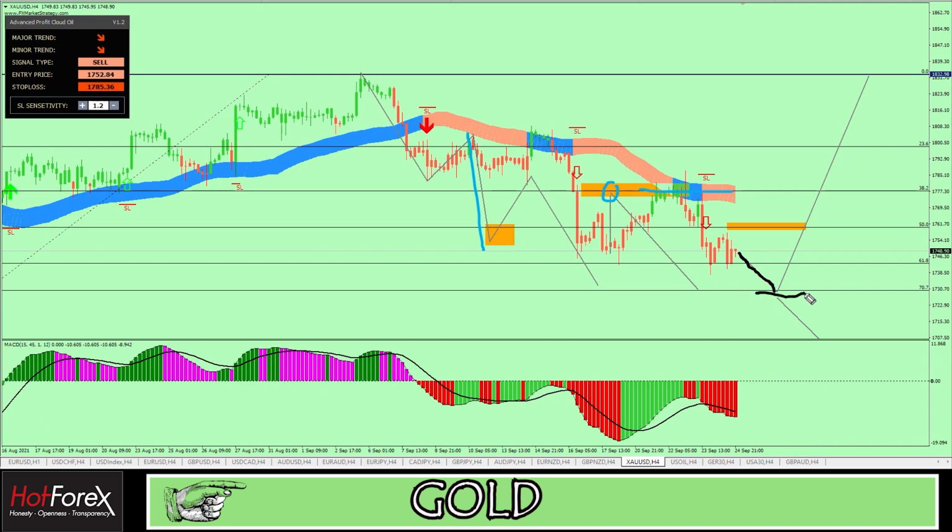At 1730, this is a very important level, okay? Because if it breaks it, we're probably going to go to 1650. But if it does bounce from here, we're going to bounce back up again. So keep an eye on 1730. It's very important that it does not break and go below it, okay?